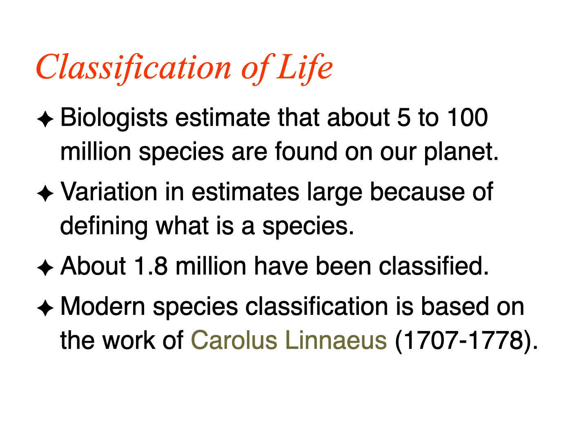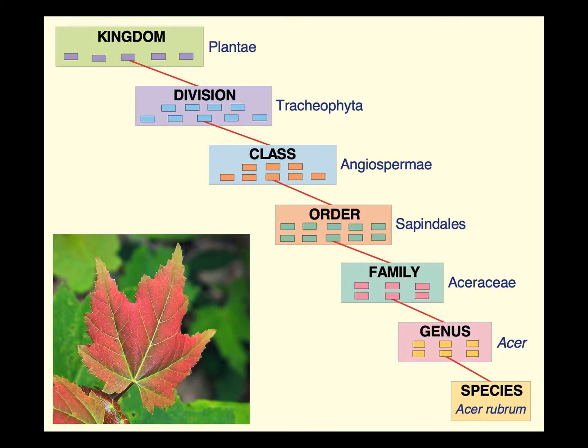The way that species are classified is based on the work of Swedish scientist Linnaeus during the 18th century. This classification system is hierarchical. In this example, we have 7 different levels. We go from the most basic level, being the kingdom, down to something called division, then class, then order, then family, then genus, then the individual species.